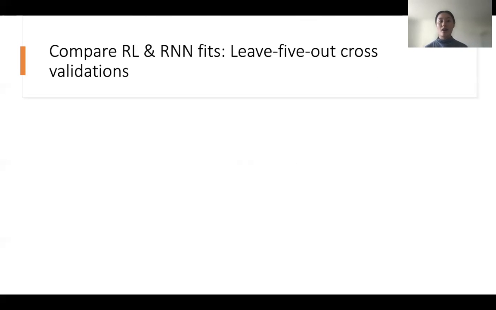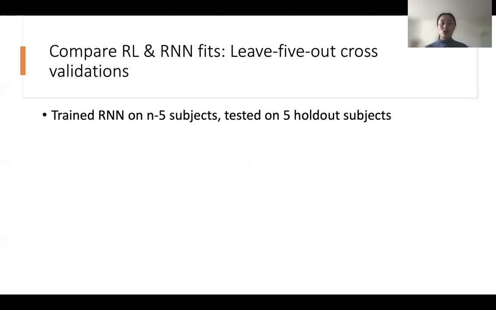To compare reinforcement learning model and RNN fits, we use the 5-out cross validations. For the RNN, we train each RNN on n-5 subjects, and here n means the number of subjects in each quartile group defined by BDI scores. So we took out 5 subjects from each group, trained an RNN on the rest of them, and then tested this RNN on the 5 holdout subjects.